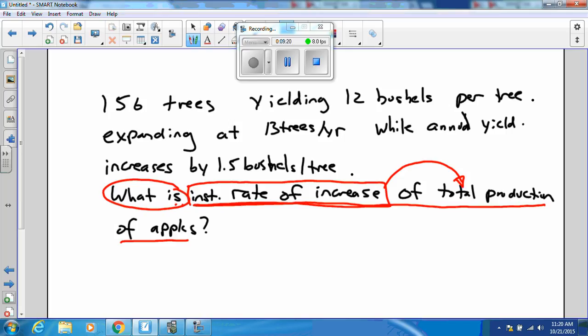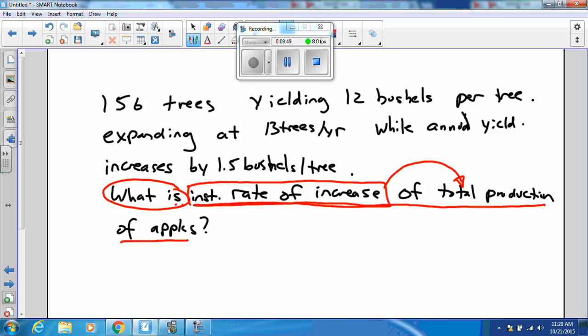Let's let our units be our guide. What do you see here that might tell us what the variable in the bottom is? Do you see any other rates given in the problem? 1.5 bushels per tree? Yes. And 13 trees per year, right? So we've got a couple of different rates going on here.